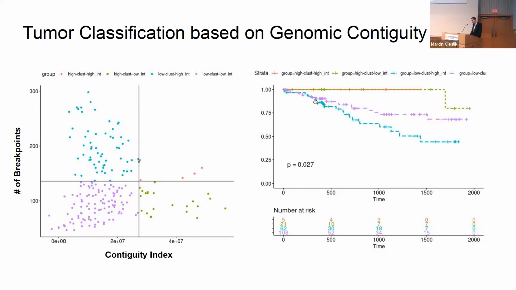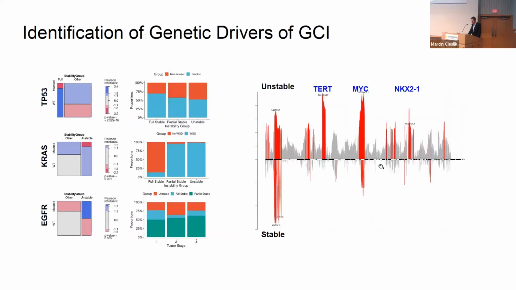And you can see here that both genomes that are very much shattered, as well as genomes that are not very much shattered but also not clustered, have worse outcomes than tumors that have few breaks or many breaks, but clustered. So this allows us to look at the instability of the cancer genome from a different perspective.